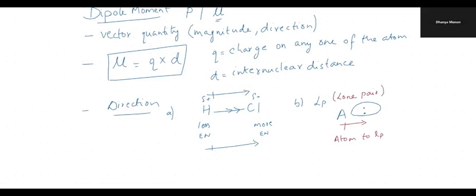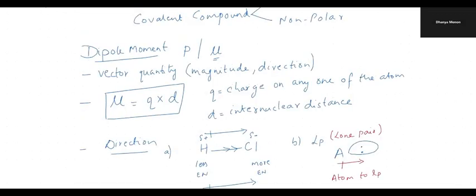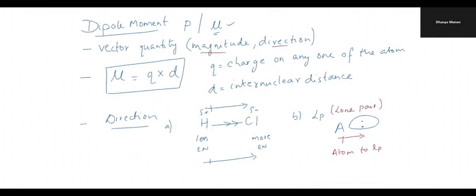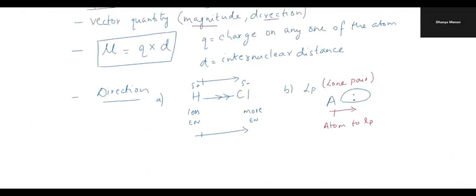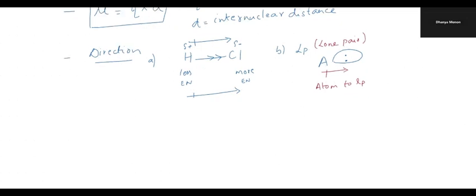So dipole moment, we will be using mu for this video. It's a vector quantity. That means it has both magnitude and direction. It is given by the formula Q times D, where Q is the charge of any one of the atoms and D is the internuclear distance between the nuclei of the two atoms. Okay, mostly it will be given in the question if they ask you to find out. Okay, then direction, how to express? It is expressed from less electronegative atom to more electronegative atom, or from plus to minus. Or in case there is a lone pair, then it is expressed from atom to the lone pair, as it is shown in case B.